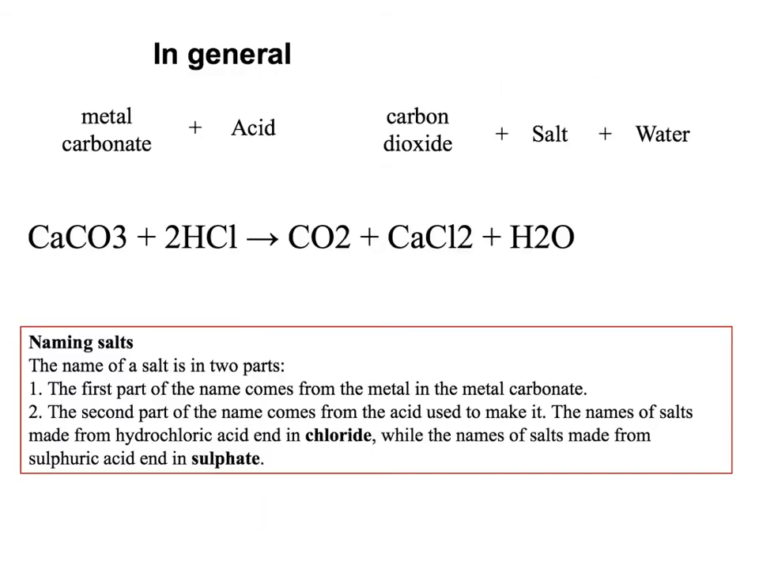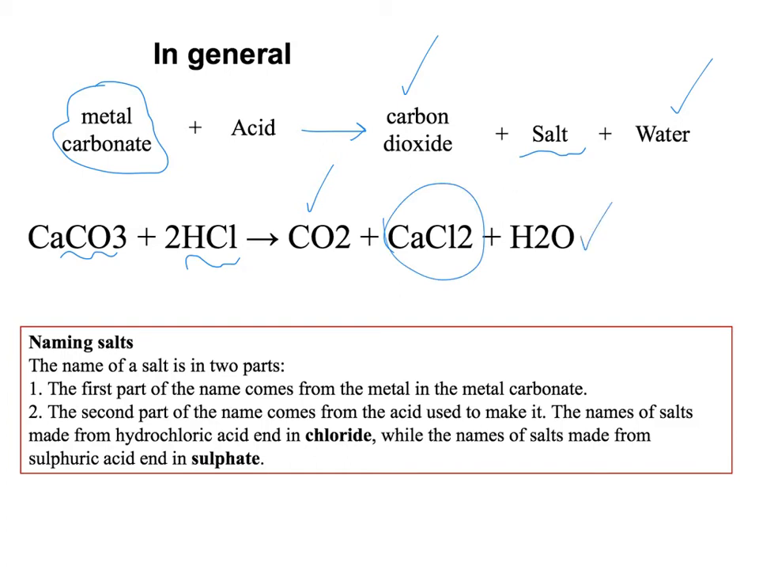If the acid rain reacts with the calcium carbonate, it will produce carbon dioxide, a salt and water. Now, this is the case in general when any metal carbonate reacts with an acid. We always get carbon dioxide because of the carbonate, we always get a salt, and we always get water. So for calcium carbonate, if it reacts with hydrochloric acid, it produces CO2. The salt is calcium chloride, and then water is also present there.